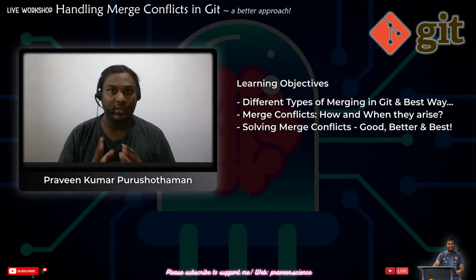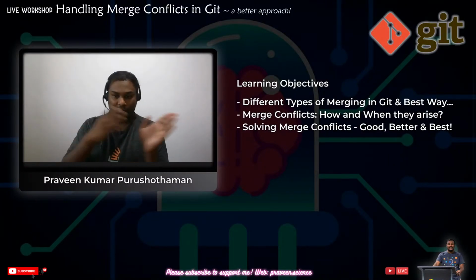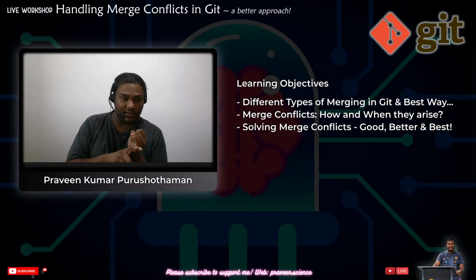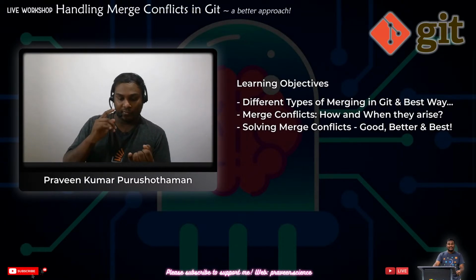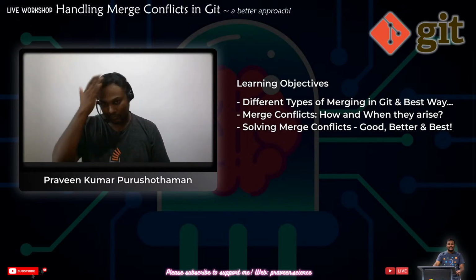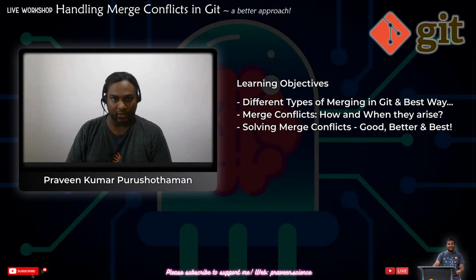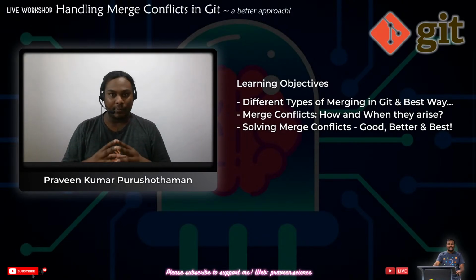So I really believe that this was helpful, and we tried looking into all these learning objectives as given here. So different types of merging in Git and what is the best way we can do. We saw squash merging, merge commit, and also rebasing. Then merge conflicts, how they arise, when they arise, and how we can handle them, that we saw. There are three types of merging that we can do: one is the squash merge, one is the rebase merge, and the final one is using a merge commit. And finally, solving the merge conflicts, we actually took the best approach.